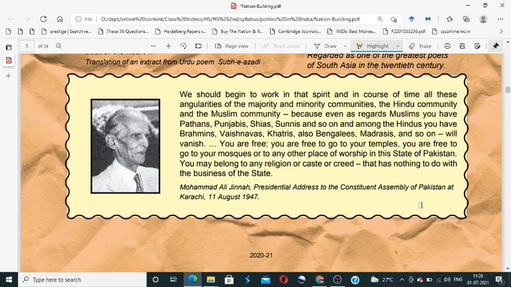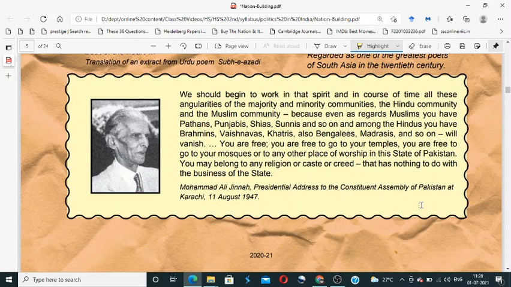But then his speech of 11 August 1947 gives us a very different picture of Muhammad Ali Jinnah, who then realized that even though we'll have Pakistan or Hindustan, people will have to have their rights. All the minorities, the Hindus and Sikhs in Pakistan, and the Muslims in India should be given the right as independent citizens.